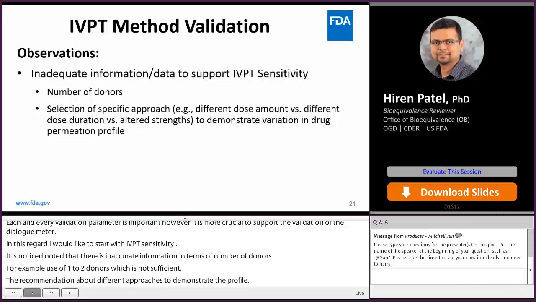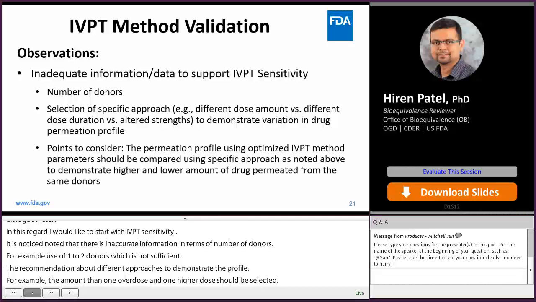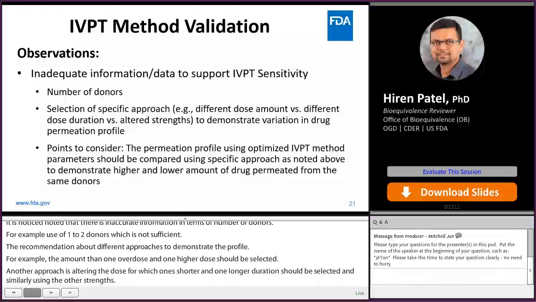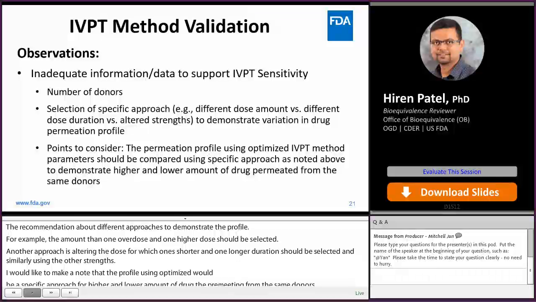Another approach is altering the dose duration, for which one shorter and one longer dose duration should be selected compared to the nominal dose duration, and similarly using altered strength. I would like to make a note that the permeation profile using optimized IVPT method parameters should be compared using the specific approach as discussed earlier to demonstrate higher and lower amount of drug permeated from the same donors. Please note that the specific approach should be identified during the method development phase for the drug product under study, as one size fits all does not apply here.